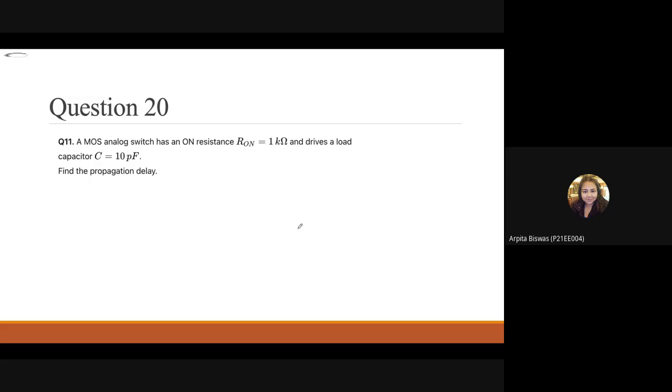So this is the question number 20. A MOS analog switch has a resistance of 1 kilo ohm and drives a load capacitor C equal to 10 picofarad. Find out the propagation delay. We already discussed this, like delay and the equations. Tell me how to find out this propagation delay. Ma'am, TP is equal to 0.69 into R into C. Yes, 0.69 into R1 C. Good.